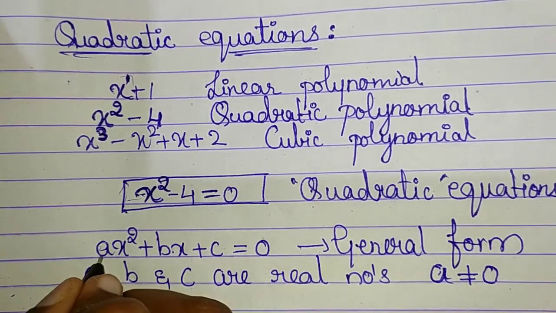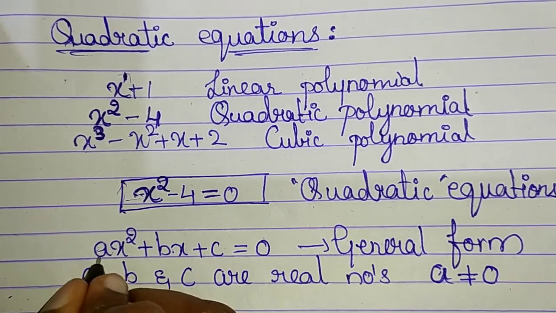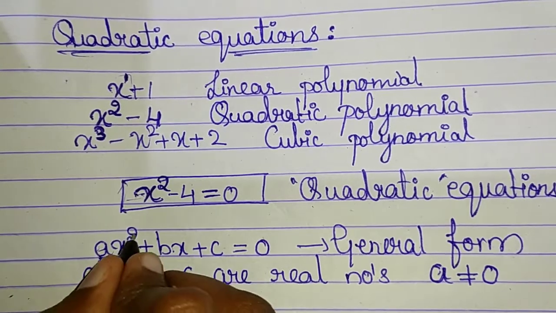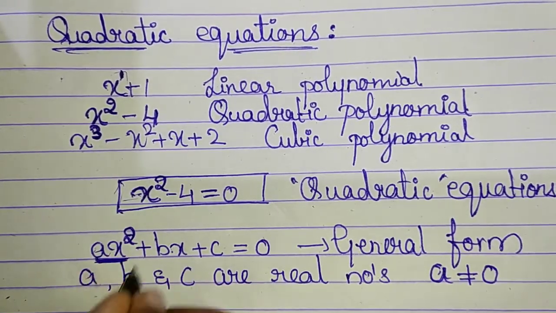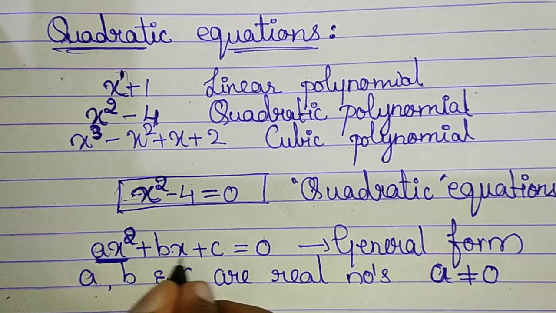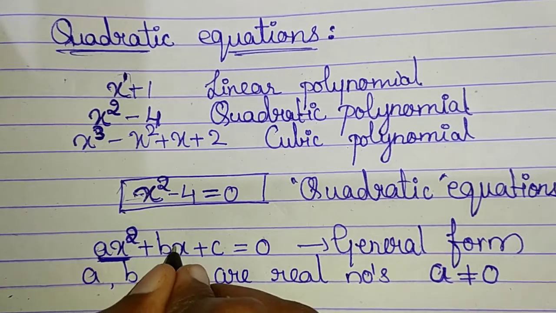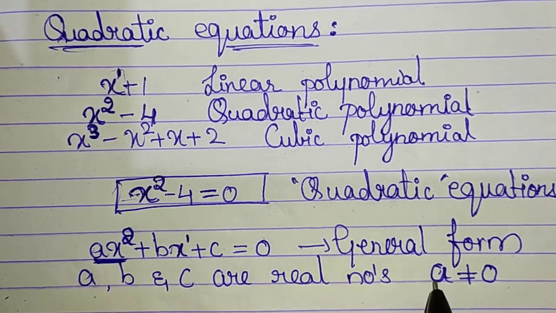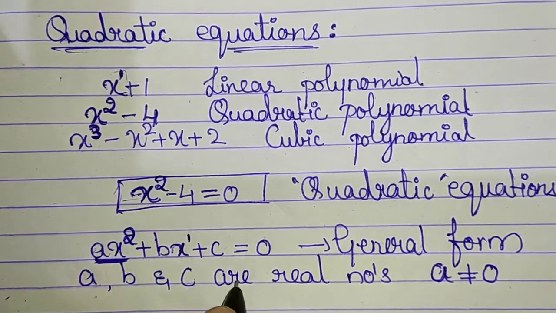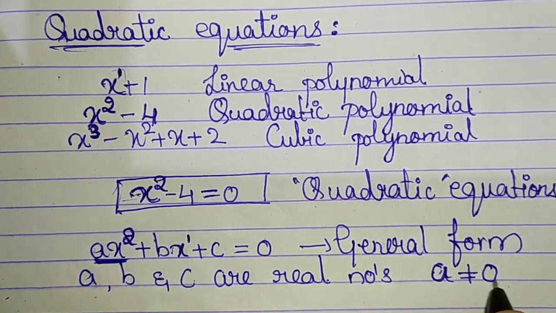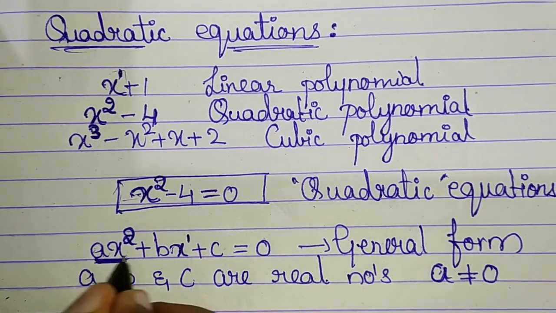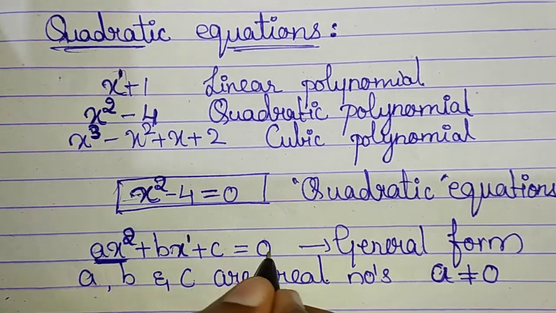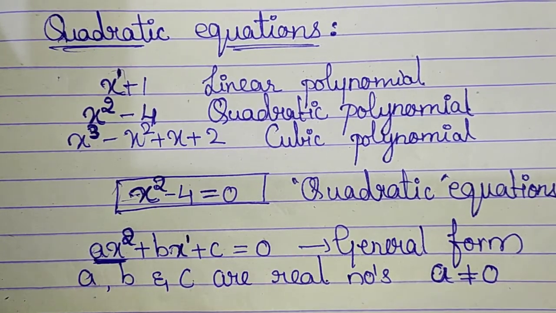If a becomes 0, then this first term, that is the term containing the highest power, will be reduced to 0. Then we will have what we call a linear equation. That is, the highest power will become 1 in that case. That is why we say a is not equal to 0. So a, b and c are real numbers and a is not equal to 0. So ax square plus bx plus c is equal to 0 is the general form of quadratic equations.